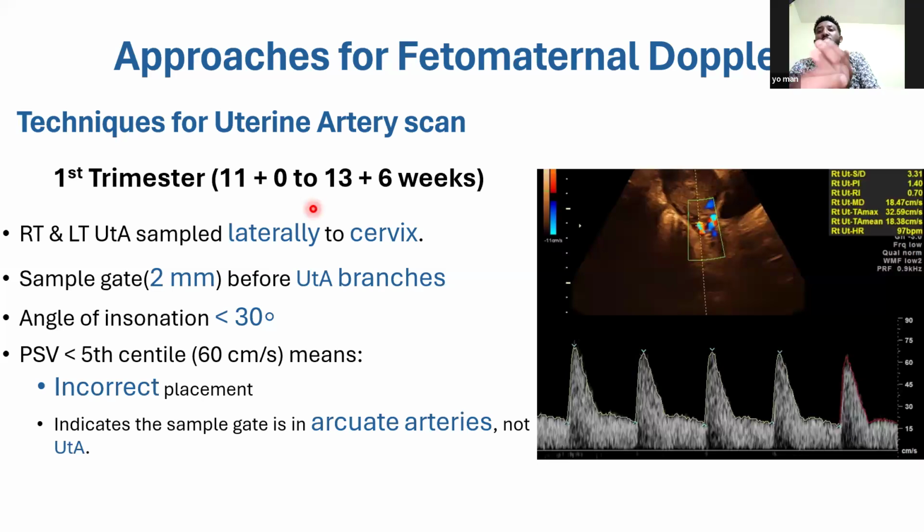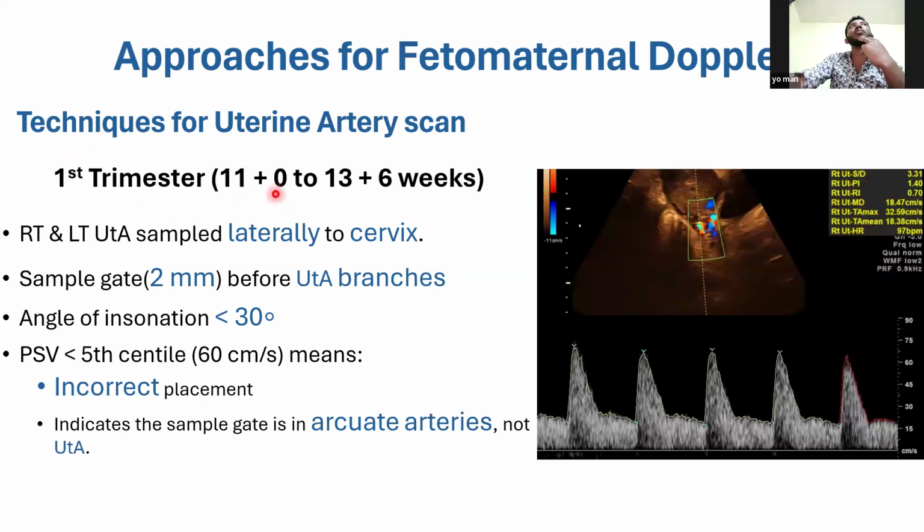So how do you approach feto-maternal Doppler? When you come to the technique for the uterine artery, there are two different techniques, in the first trimester and the second trimester. Basically, we as professionals use this to predict or screen for preeclampsia. The technique for identifying the uterine artery is different from the first trimester to the second trimester.